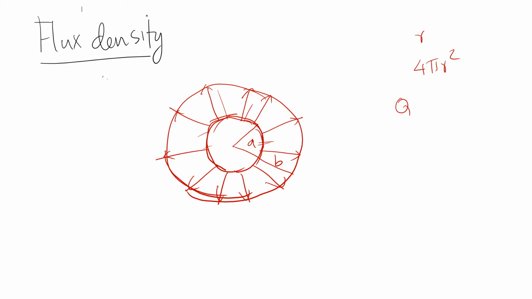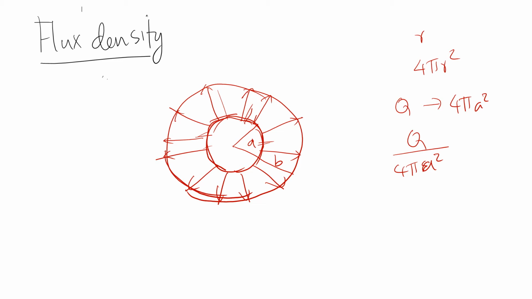This is distributed over the area 4 pi a square. Now you can find a quantity Q divided by 4 pi a square. That will be the density of flux on the surface. So if you can see here, it is denser at the inner sphere, and as you approach the outer sphere, the density reduces, right?